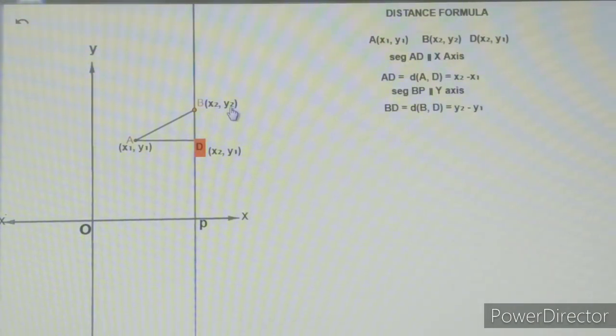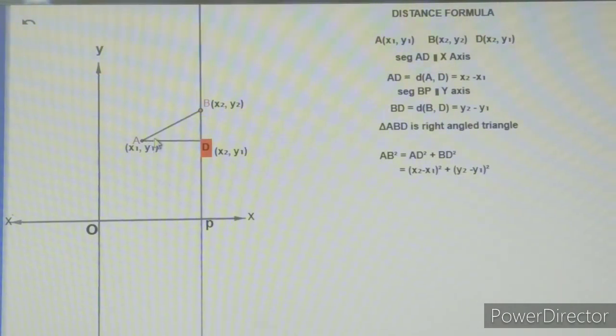The y coordinate of point B is y2 and the y coordinate of point D is y1, and therefore this distance BD will be y2 minus y1, and BP is parallel to the y-axis and therefore distance BD will be y2 minus y1.